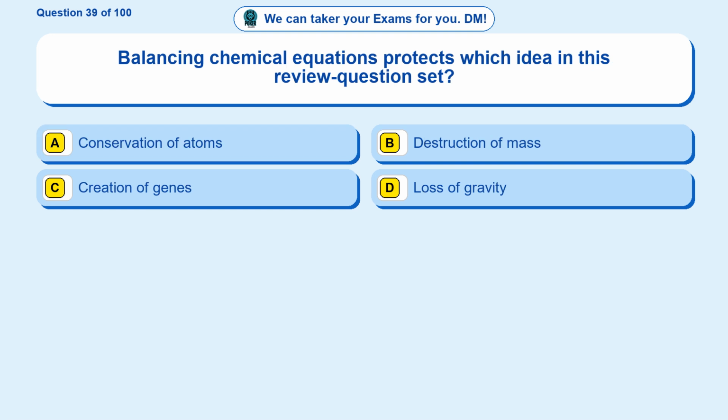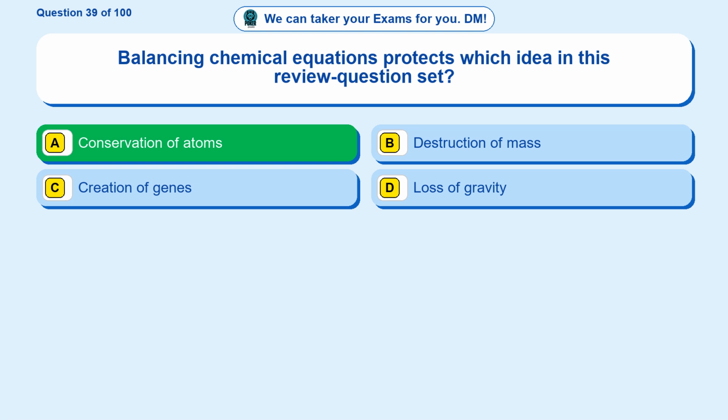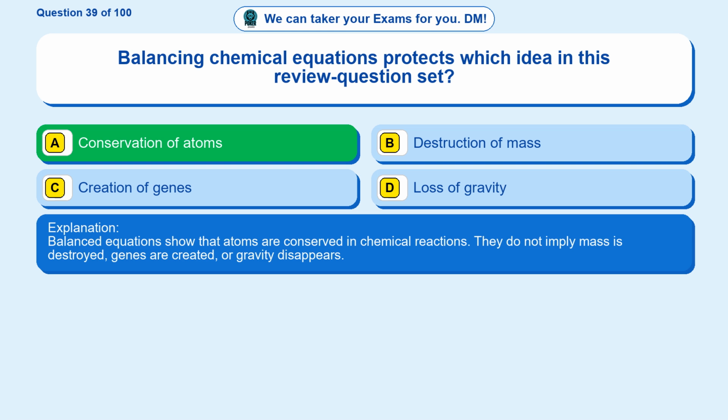Question 39. Balancing chemical equations protects which idea in this review question set? Option A, conservation of atoms. Option B, destruction of mass. Option C, creation of genes. Option D, loss of gravity. The correct answer is option A, conservation of atoms. Balanced equations show that atoms are conserved in chemical reactions. They do not imply mass is destroyed, genes are created, or gravity disappears.